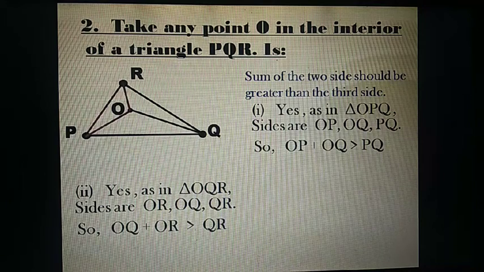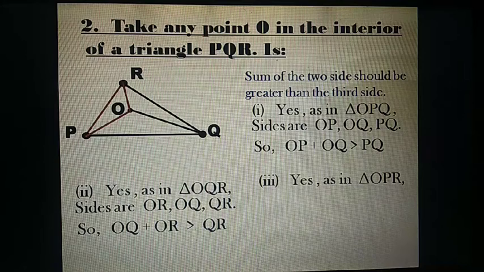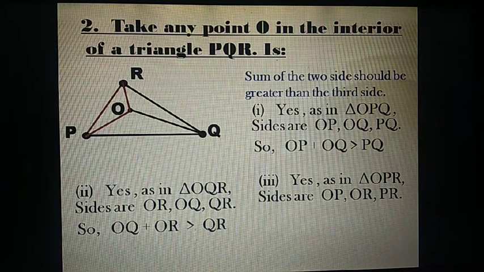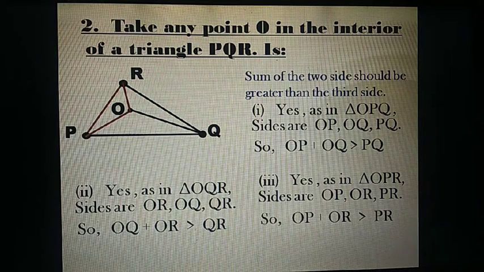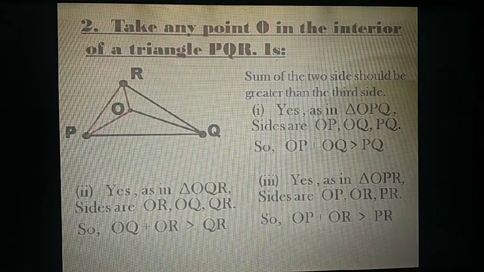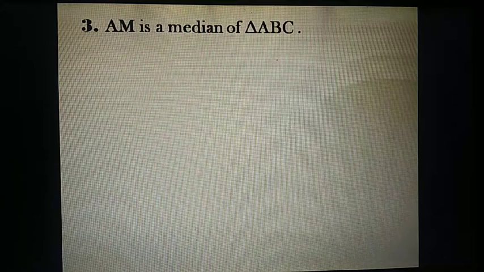In the third triangle, again we can say yes, as in this triangle, the sides are OP, OR and PR. As per the property, adding the two sides, you will get the sum greater than the third side. Moving to question number 3.